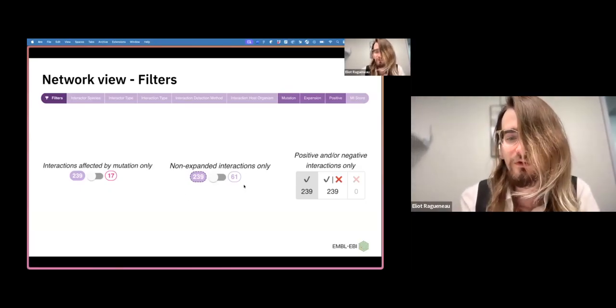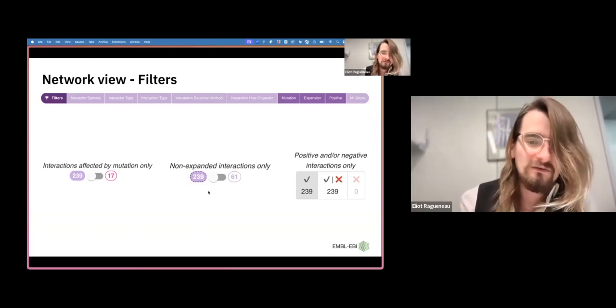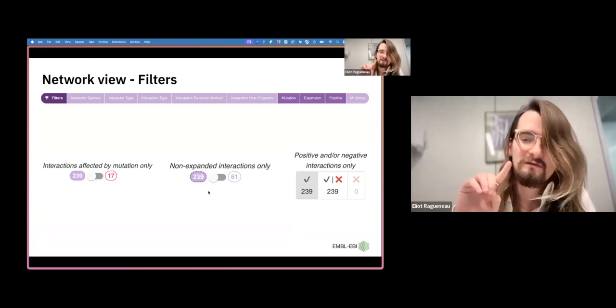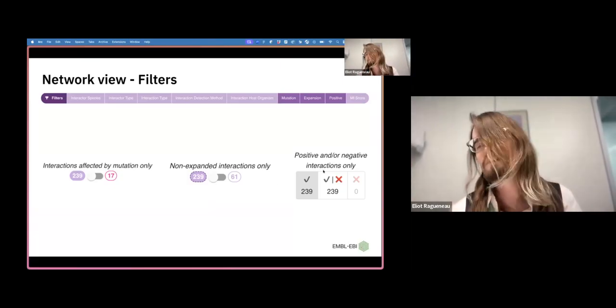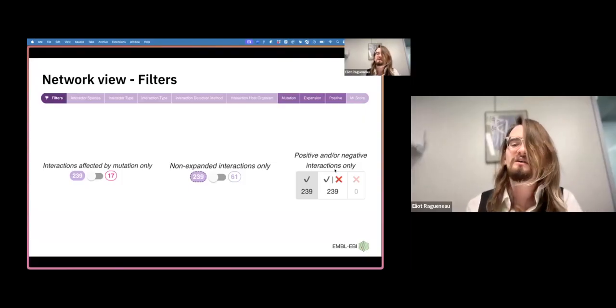Then you can also filter the non-expanded interactions so that you only have the true binaries that I was explaining earlier. And finally, you have the positive and/or negative interactions only.